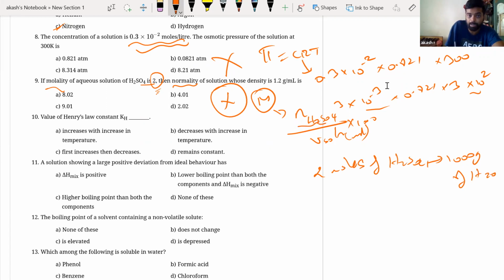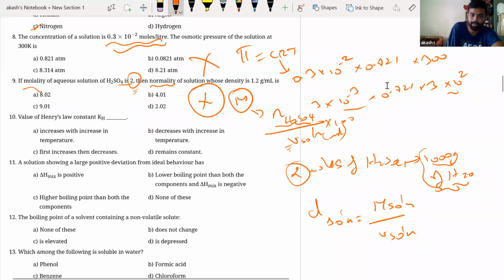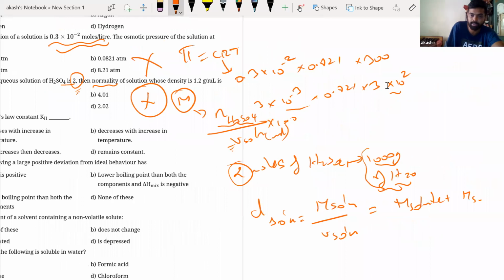So I already know the number of moles of H2SO4, that is 2. All I need to calculate is the volume of solution, right? Now I know already the solvent. See, density is given. Density is for the solution. Density of solution is equal to mass of the solution divided by volume of the solution, right? Now all we have here is 1000 grams of H2O, that is only the solvent, correct? Right? Now, what is mass of solution? Mass of solution is mass of the solute present plus mass of the solvent present divided by volume of the solution. Mass of solvent, I know this is 1000 grams, right?